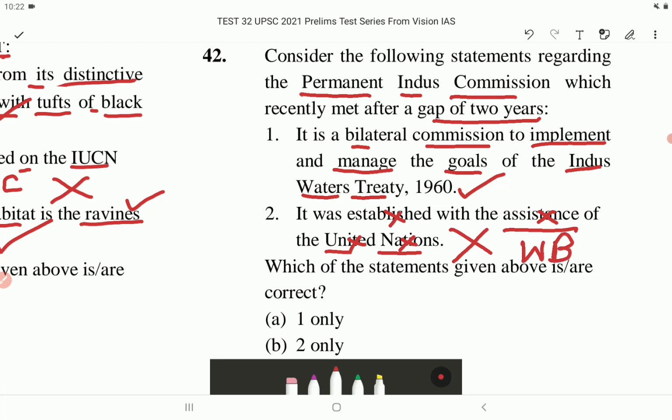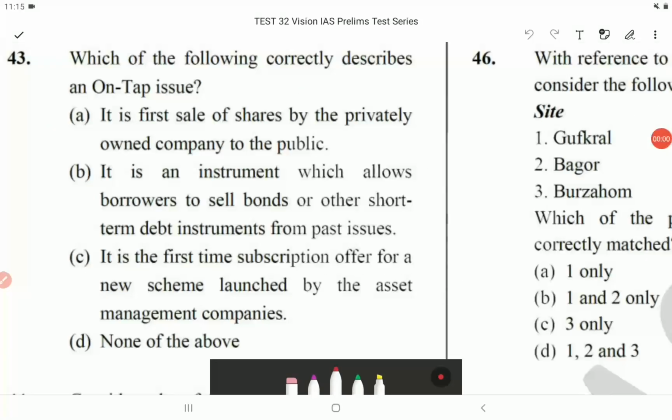Which of the statements given above is or are correct? The correct answer is option A. That is one only. Question number 43. Which of the following correctly describes an on-tap issue? Option A. It is first sale of shares by the privately owned company to the public.